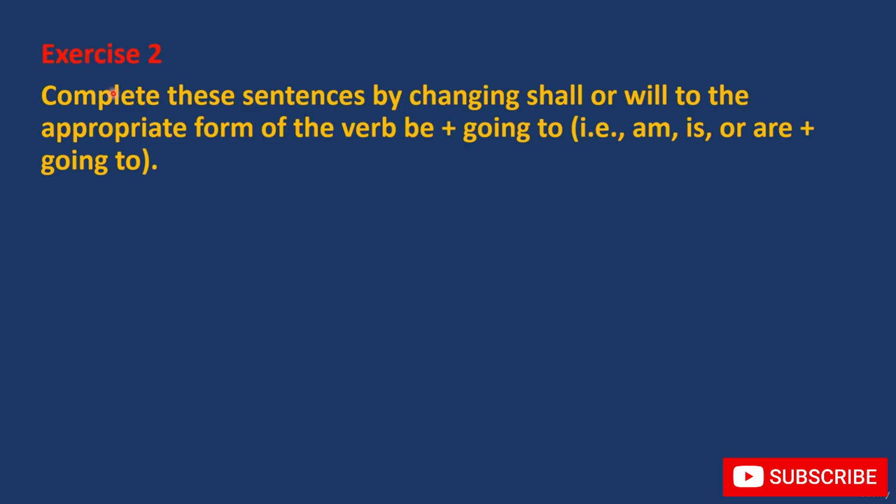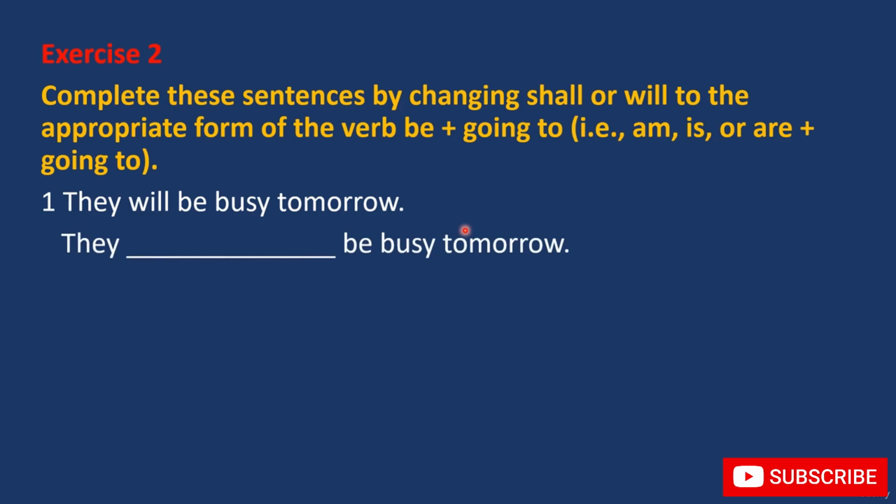In exercise 2, I need you to complete these sentences by changing shall or will to appropriate form of the verb be, verb to be, plus going to. For example, am or is or are plus going to. Let's see. They will be busy tomorrow. I need to use going to. So they going to or they are going to. They are going to be busy tomorrow.